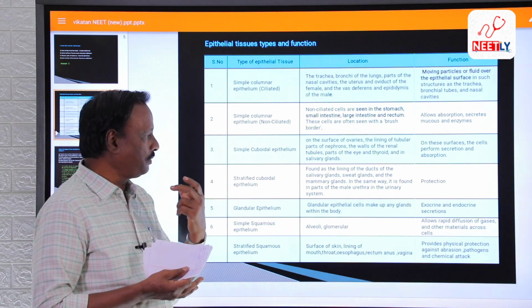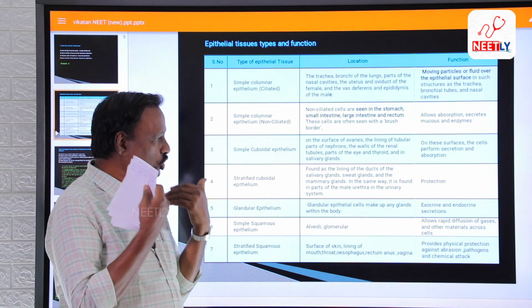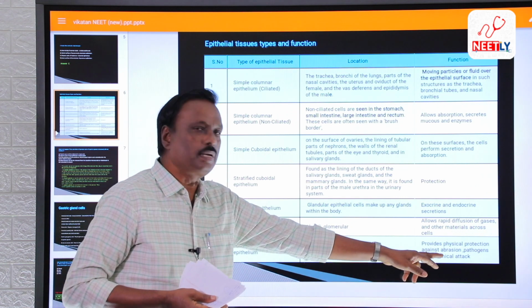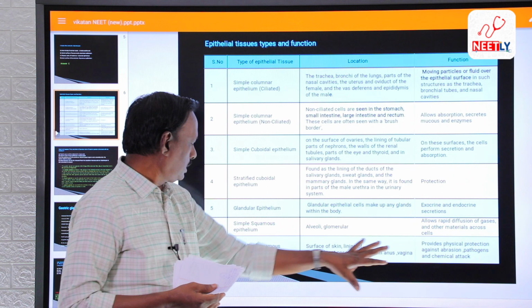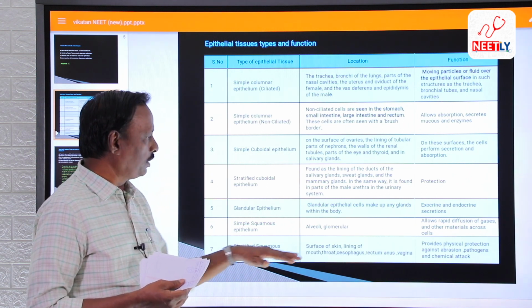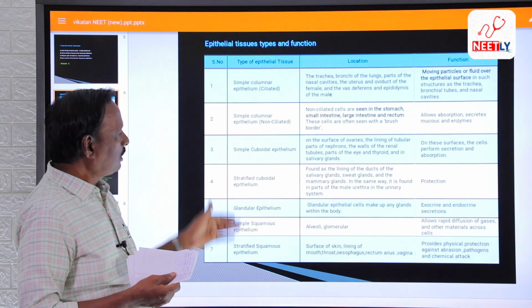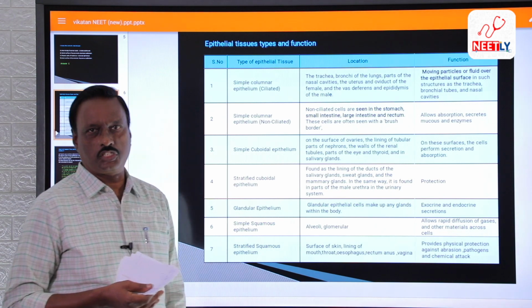In the buccal cavity, on either side, it should be protected, otherwise it will be attacked by the chemicals which we take along with our food. So for protection, this stratified squamous epithelium is there in the buccal cavity. By understanding this table, we can answer any question related to this tissue distribution.